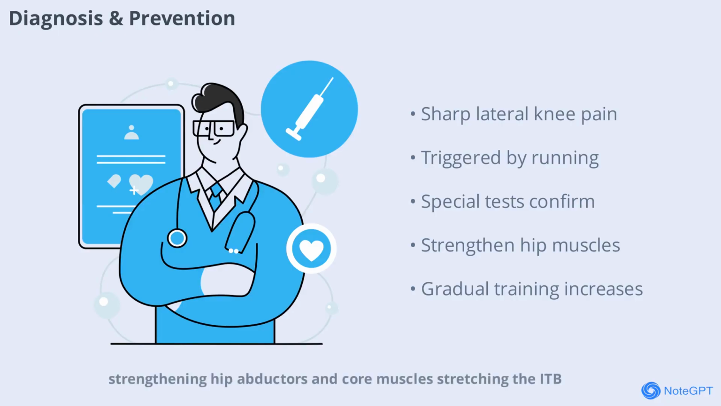Prevention focuses on gradual increases in training load, strengthening hip abductors and core muscles, stretching the ITB, and optimizing running mechanics. Proper footwear and avoiding repetitive use of sloped or uneven surfaces can also help. In the next scene, we'll cover treatment options and expected outcome.